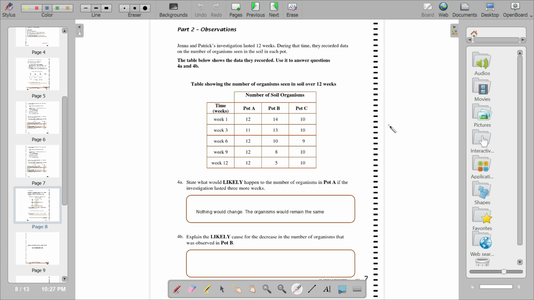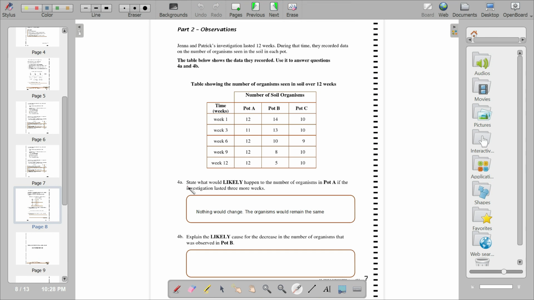The table below shows the data they recorded. Use it to answer questions 4A and 4B. So here is a table. Here are the number of soil organisms based on the three pots, and this is the duration, or the time. As you can see, pot A stays the same up to 12 weeks. Pot B started out with 14 and ended with 5. Pot C started with 10 and ended with 10. So I would say that we have information here that we can look at.